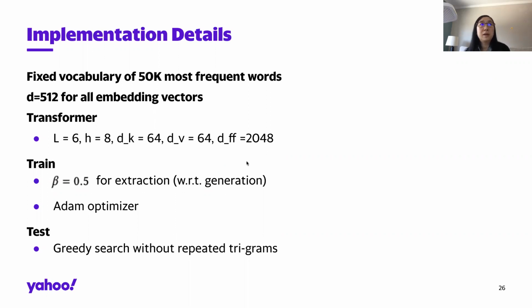And for training, as we have extraction and generation, here we're simply giving them equal weights when doing these 2 tasks. For the optimizer, we're using Adam. For testing, we are using greedy search without repeated trigrams. That basically means that when we are generating a word, if that word will result in a trigram that's already been generated, then we will not pick this word at this step. This seems to work better than not having this constraint in our experiments.